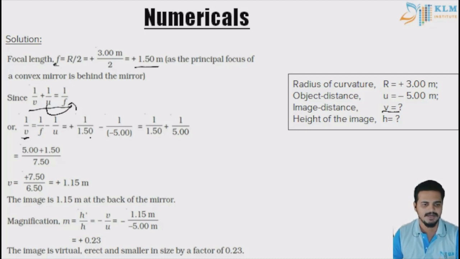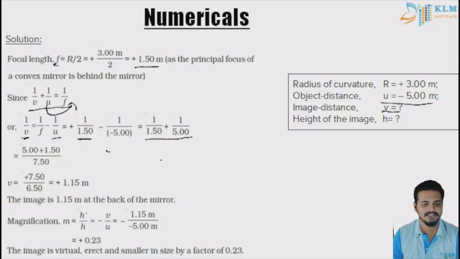Plus 1 by 1.5. What is this? This is the focal length. And what is the u here? What is the object distance? This is minus 5 because it is on the left side of the mirror. So next we need to simplify this, and the expression becomes positive: 5 plus 1.5 divided by 7.5.